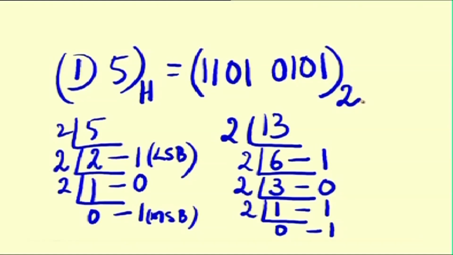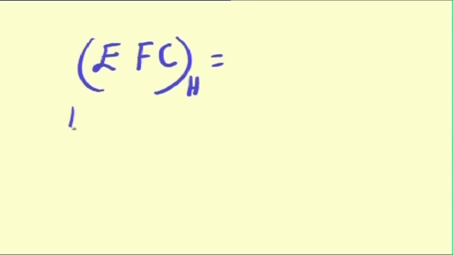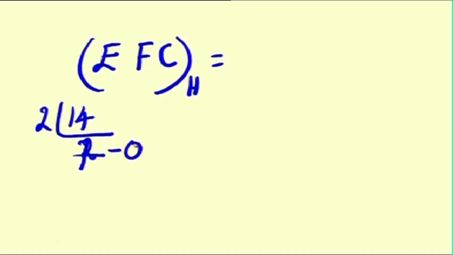We can take another example. In this example, let us take another big number like EFC. This is a hexadecimal number. How to write its binary equivalent now? So, again, what is E? You should see what is E. E is 14. Okay. So, 14 you convert it into its binary equivalent. What do you get? You get 7 here. You get a 7 and your remainder is 0.